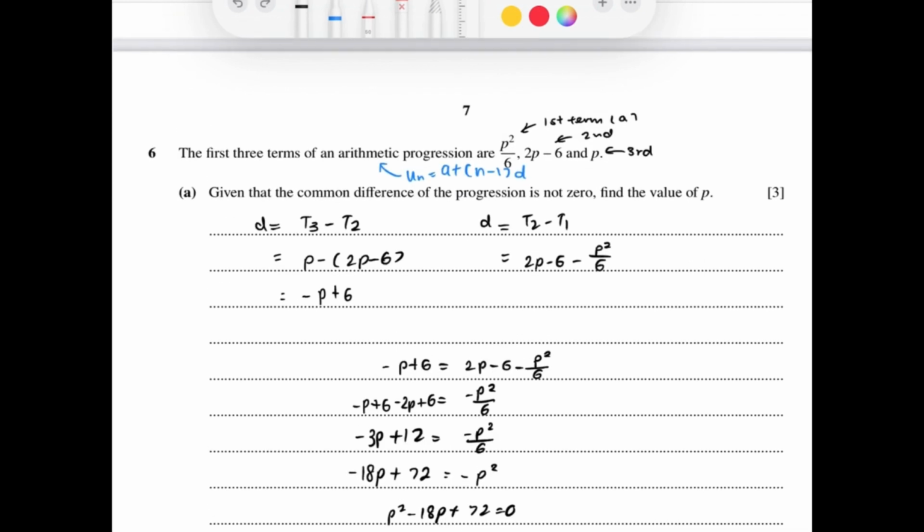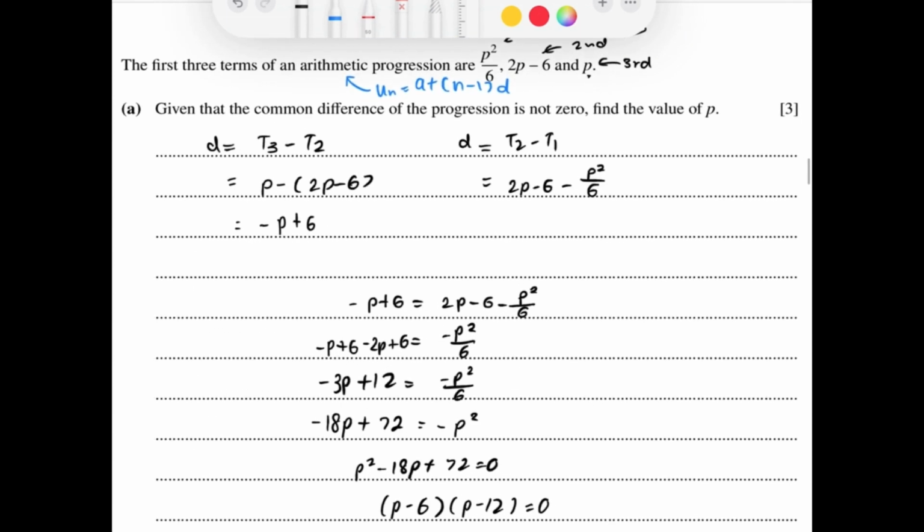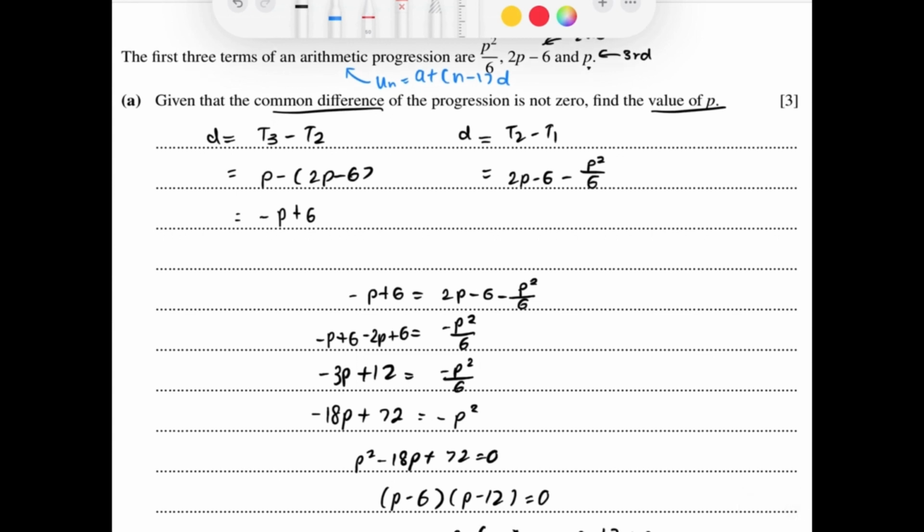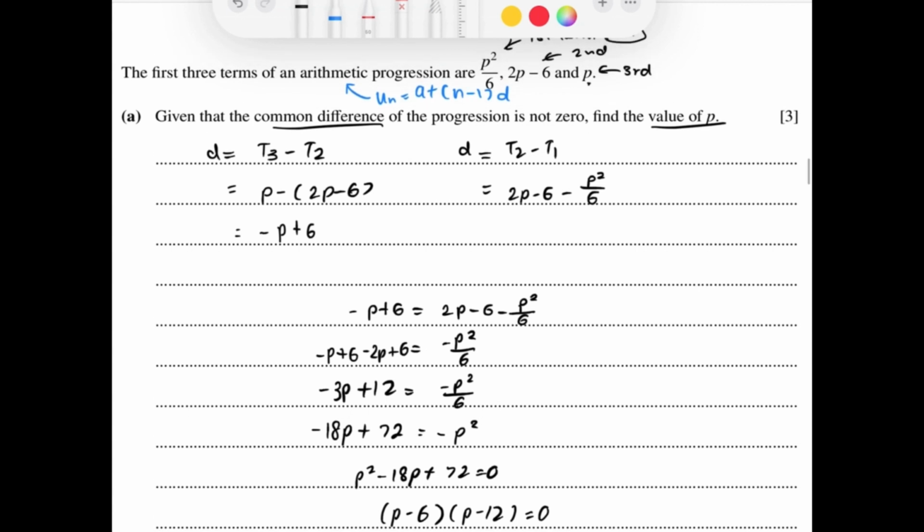So we know the first term is p squared over 6, and that's what A stands for. Your second term is that, third term is that. For D, we're trying to find the common difference, right? We're trying to find the value of p, but we know it has to be related to the common difference. So D, the difference, is between the third term and second term, and between the second term and the first term. It's always going to be constant because that's an arithmetic progression.